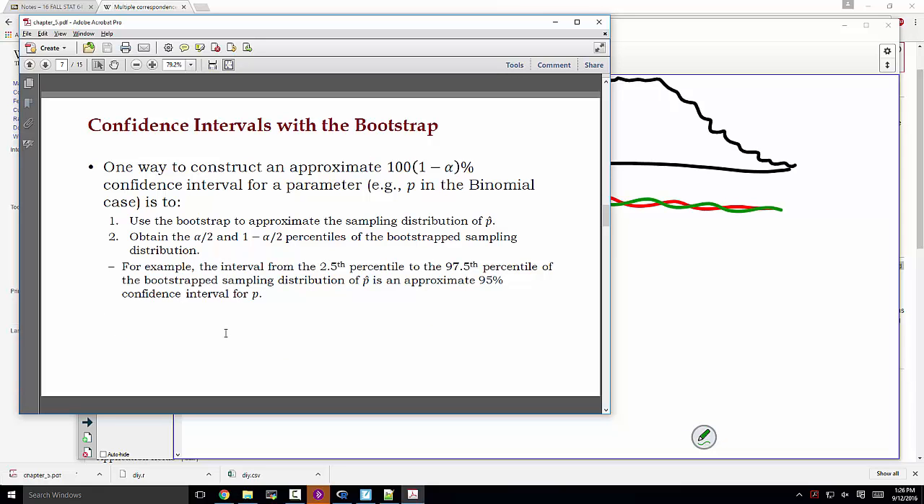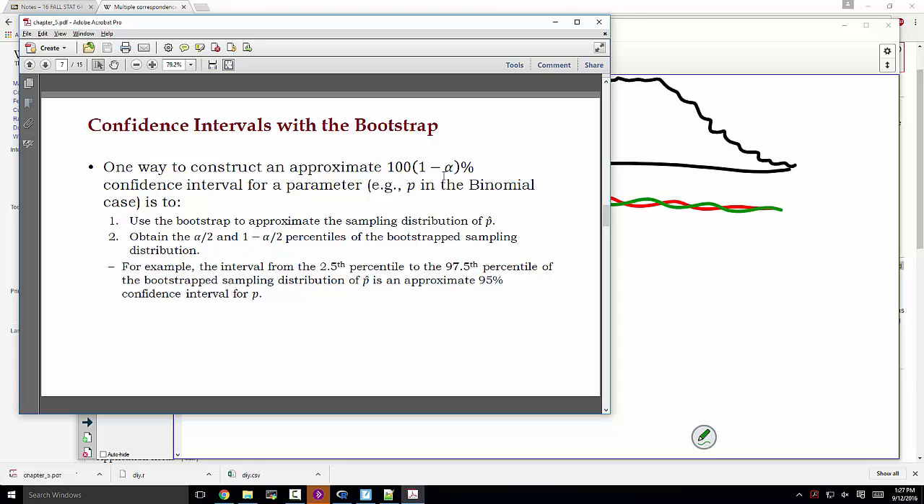And then to get a confidence interval, we'll end with this. Let's say you want a 95% confidence interval or a 90%, 99%. In general, we're going to say 100 times 1 minus alpha percent, where alpha is some small number. If I wanted a 95% confidence interval, I would say alpha equals 0.05, for example. But by writing it this way, it's more general.